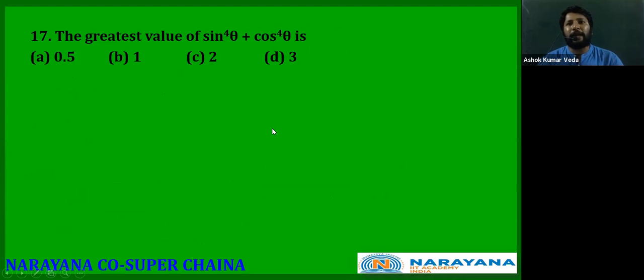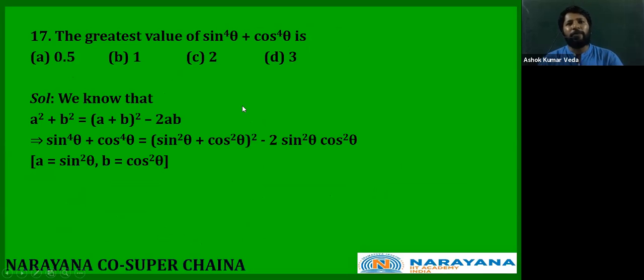The greatest value of sine raised to 4 theta plus cos raised to 4 theta is what? Now, JEE loves to give you functions in theta or in other variables and to ask what are the possible values taken by these functions. This is one such question. Okay. Now we know that a square plus b square is actually a plus b the whole square minus 2ab, right? We can write it like that.